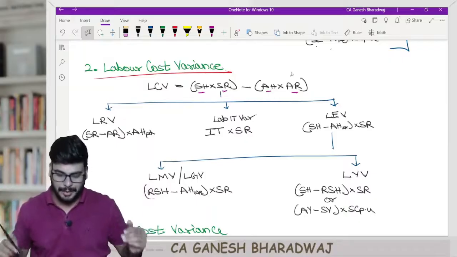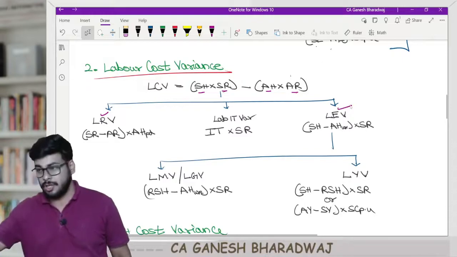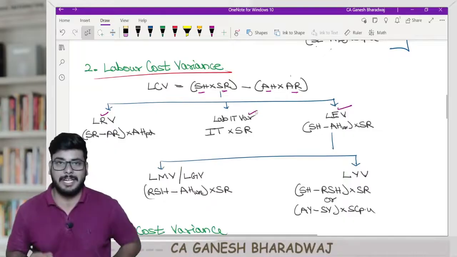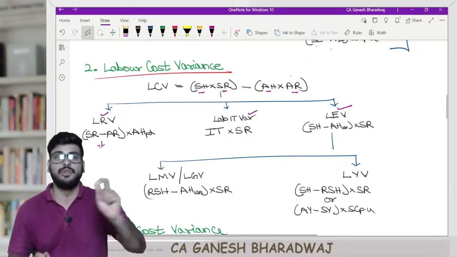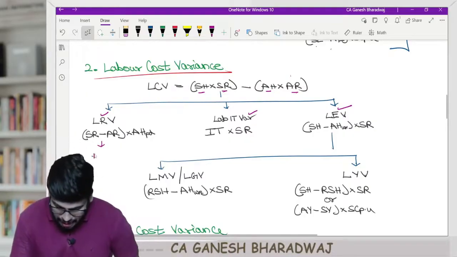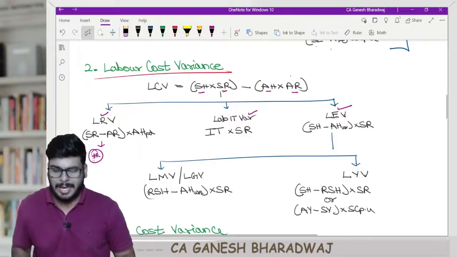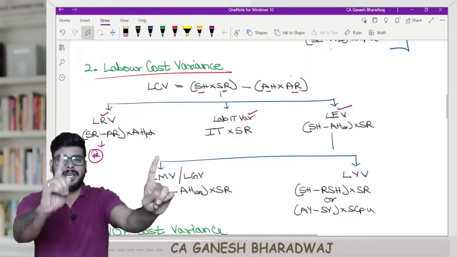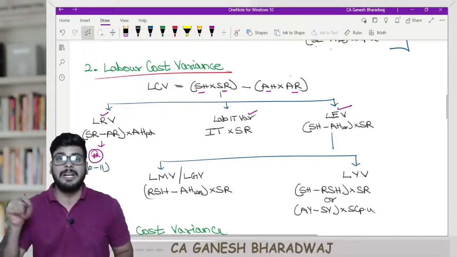Now, this is broadly classified into three: labor rate variance on one side, labor efficiency variance on the other side, and labor idle time variance in between. Now, guys, tell me whose responsibility is labor rate variance? Who is responsible for fixing the rate? The HR manager. Now, clearly visualize this. Labor rate variance is standard rate minus actual rate. Every hour, he should have paid 10 rupees, whereas he has actually paid 11 rupees.